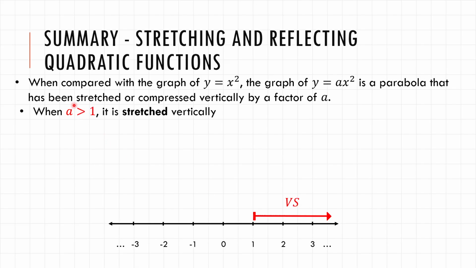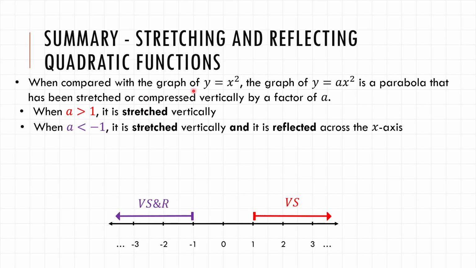When a is greater than 1, so when a was a number that is bigger than 1, not 1, any number bigger than 1, the parabola was stretched vertically. When a was less than -1, we saw that not only was it stretched vertically, but it was also reflected across the x-axis. So there was a vertical stretch and a reflection. Whereas when it was positive greater than 1, there was only a vertical stretch.